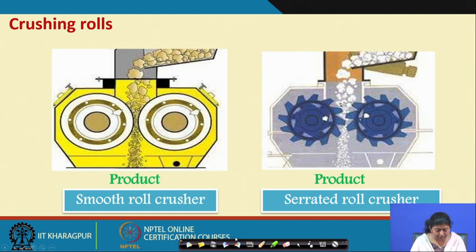So, these are the crushing rolls. We can see here two smooth rolls moving at the same speed, and here we can see serrated rolls which are moving at differential speed, and product coming out of that, and the grinding and crushing will take place.